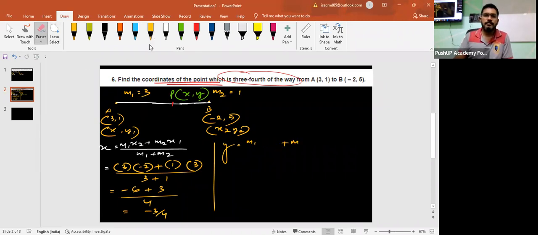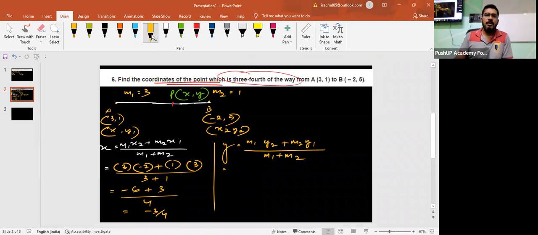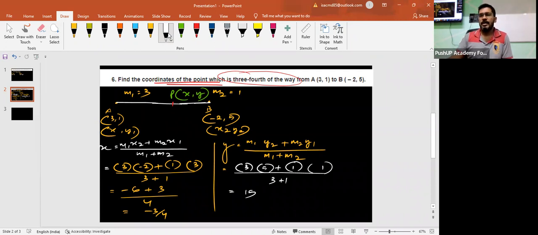(M1y2 plus M2y1) whole divided by (M1 plus M2). M1 is 3, into y2, which is 5, plus M2 which is 1, and y1 is 1, whole divided by 3 plus 1, which is 4. 3 into 5 is 15. Keep the cameras on, children. Plus 1 into 1 is 1, divided by 3 plus 1, which is 4. 16 by 4 is what? 4. Therefore, the coordinates of P would be minus 3 by 4, comma 4.